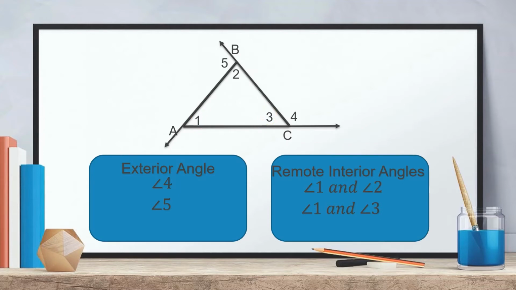And then, when AB is extended, angle 6 is formed. Angle 6 is an exterior angle. Angle 2 and angle 3 are now the remote interior angles with respect to angle 6. Take note that there are two exterior angles at each vertex.